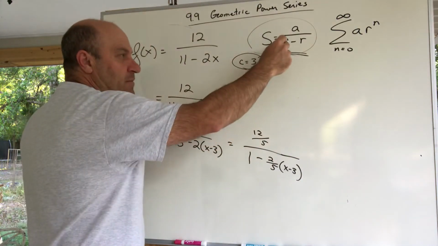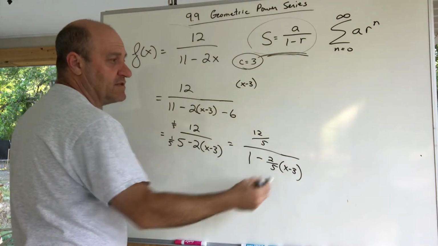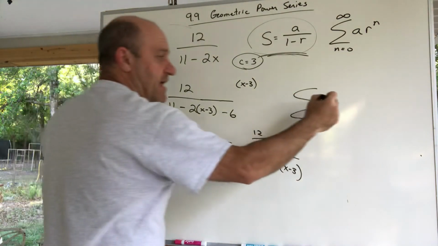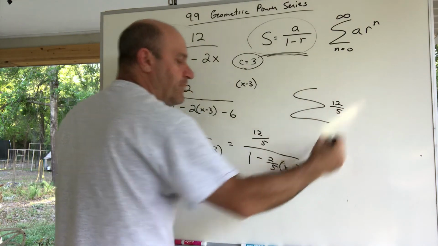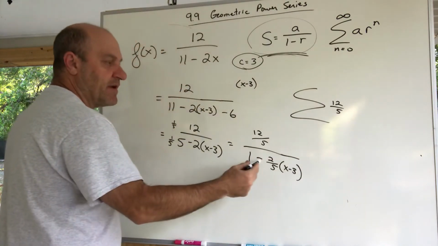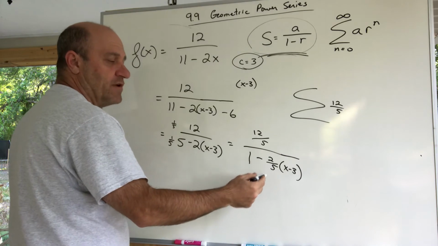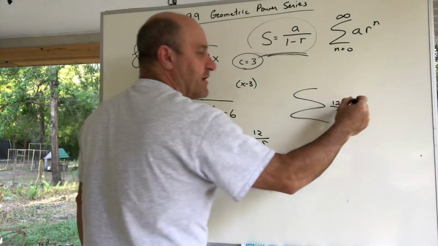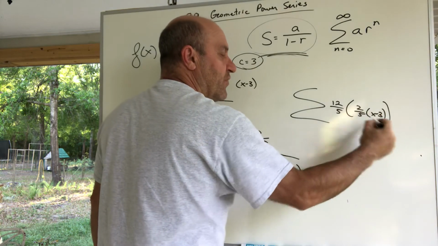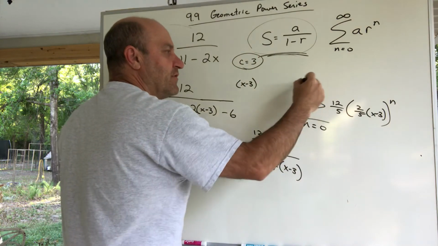We've got this formula. A over 1 minus r. I can write this as a geometric series. The A is the 12/5, and the r is this 2/5. Remember, I need the minus sign. So the r is not negative. The r is 2/5 times parentheses x minus 3, the whole thing to the n. That's my r. N equals 0 to infinity.